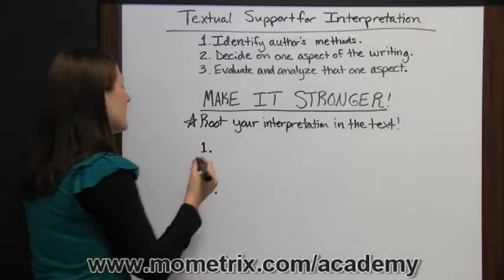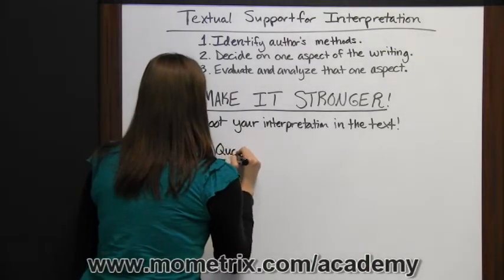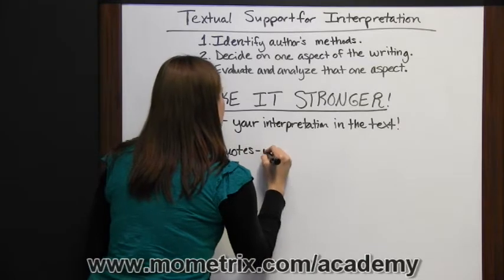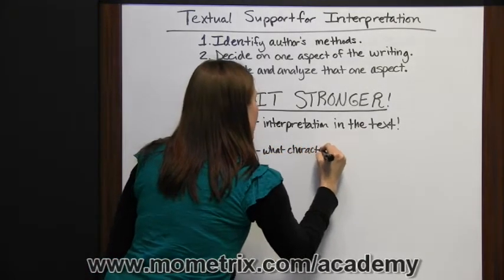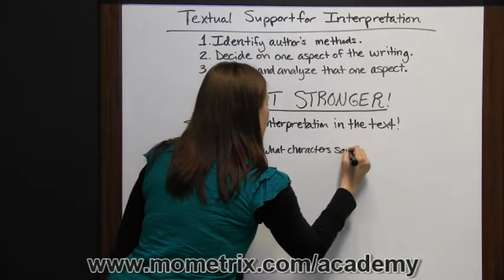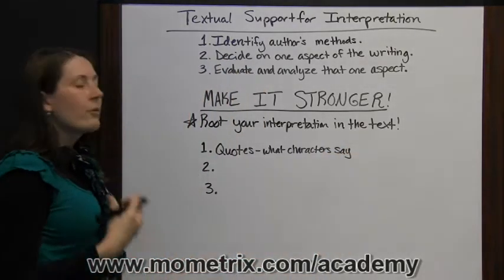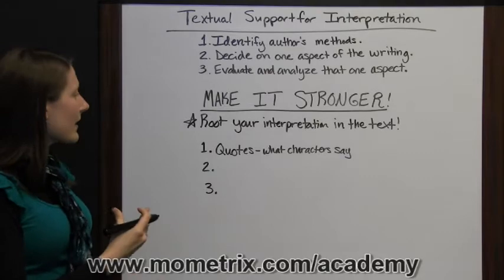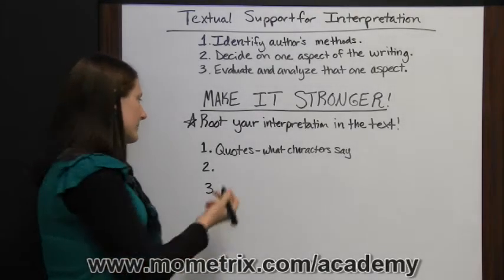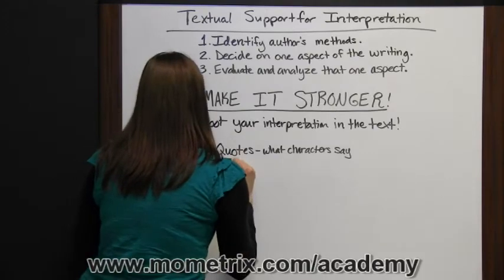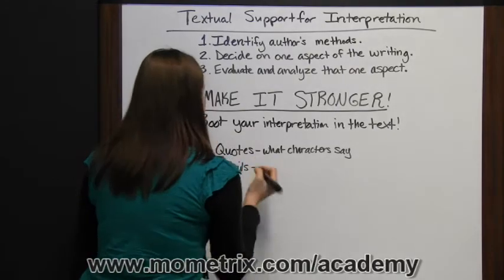So one thing you can look at is quotes. Look at what characters say. This could be something that affects the tone, or it could be something that reflects on a character, or it could be something specific letting you know what's happening in the plot. Look at details from the story.